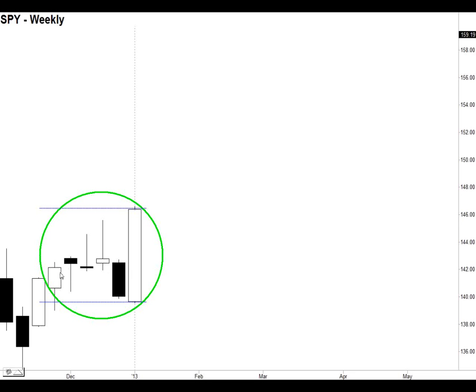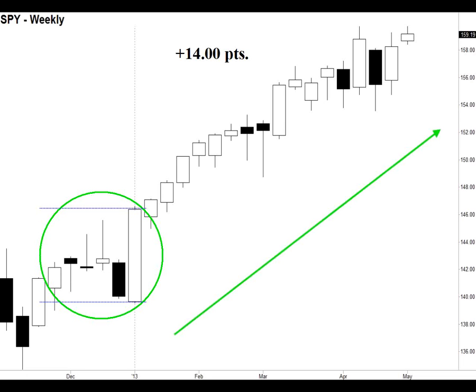So that's a very high probability telling you, the very first week of the year, that we were probably going to have a nice rally. And as I'm sure you've seen, the S&P spiders have gone up 14 points, which is a tremendous amount, roughly anywhere between 1,500 and 2,000 points comparable in the Dow.